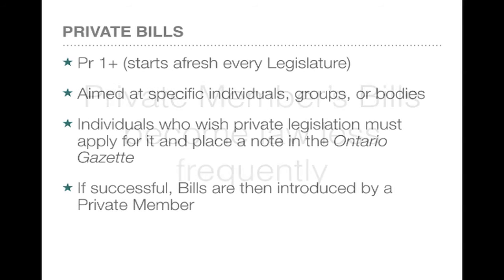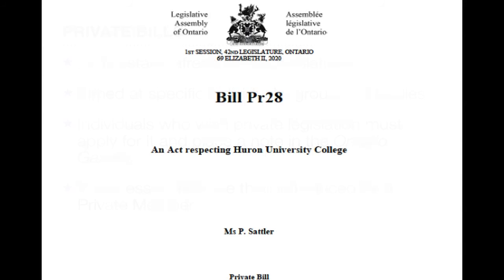The second category of bills are private bills. These are aimed at individuals and parties who wish private legislation must apply for it and place a notice in the Canada Gazette. If their application is successful, the bills are then introduced on their behalf by a private member. Here we have a private bill. And a great many, by the way, address bodies created by provincial legislatures, colleges or universities, for instance, for their charters are legislation and must be changed by legislation.